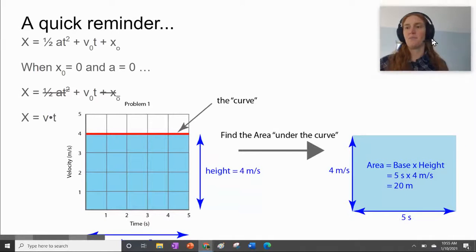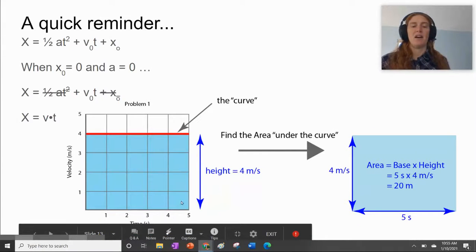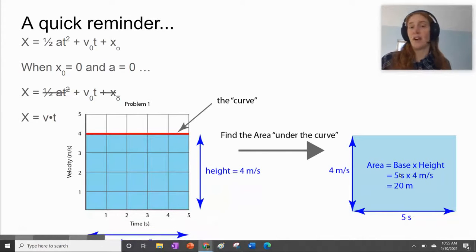So I'm going to go over a couple things from the beginning of the semester. A quick reminder, here is your position is equal to 1/2 times my acceleration times time squared, plus my starting velocity times time, plus my starting position. And when our starting position was 0 and our acceleration was 0, then these two terms went away, and we're just left with my change in position is equal to velocity times time. So what that means then is when we had a velocity versus time graph, the area of that graph was equal to my displacement, or how far I went.